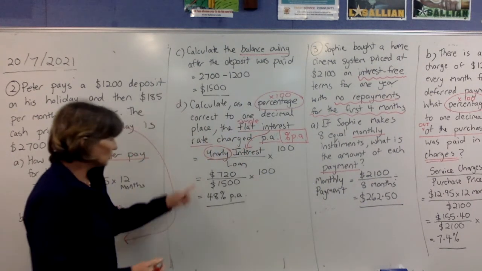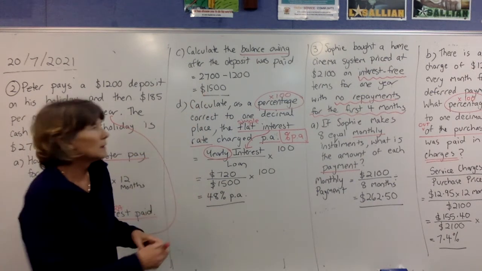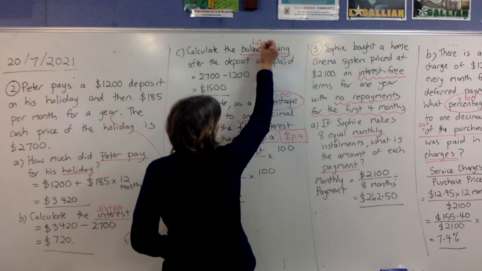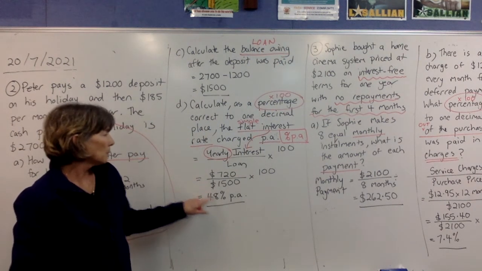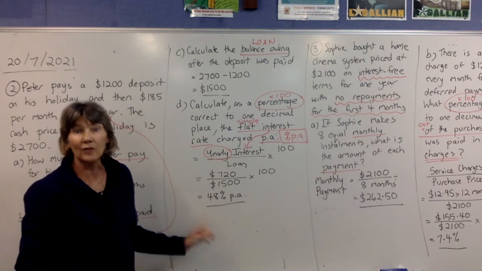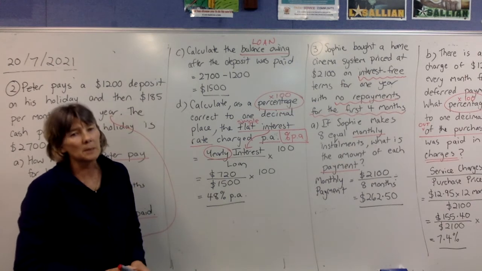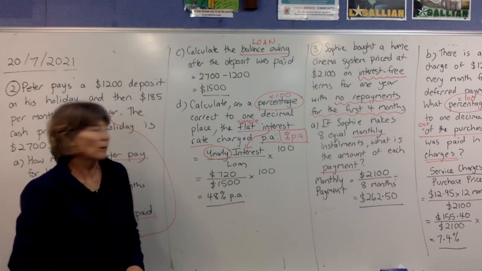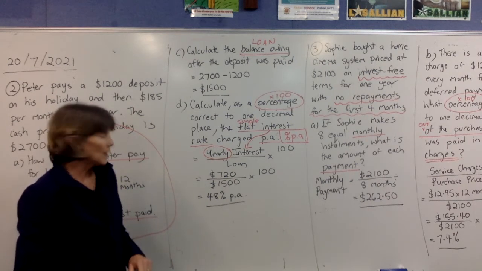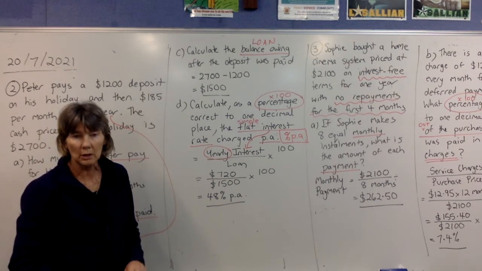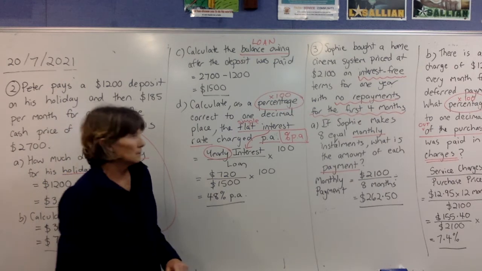So we're going to put the $720 on the top. The amount he borrowed, remember that the balance owing is the amount that they actually are loaning you. So your loan is $1,500. Put that in your calculator, and you're going to get 48% per annum. I know that looks really high, but sometimes there are places that will rip you off with these things. It would be absolutely crazy to be paying 48% per annum interest to a holiday company because you couldn't afford to pay for it outright in the beginning.